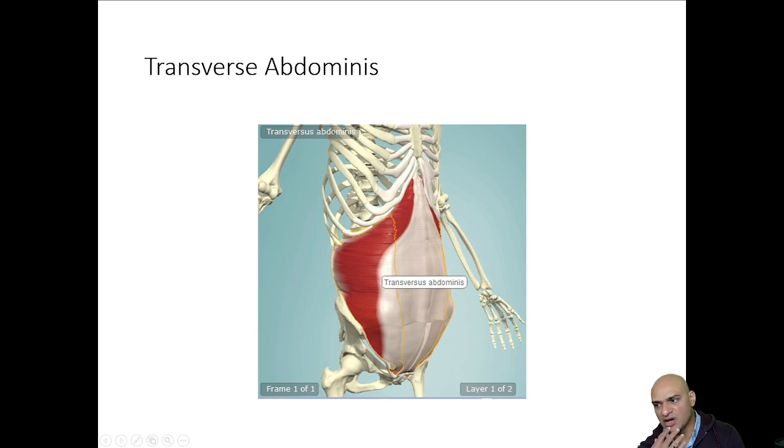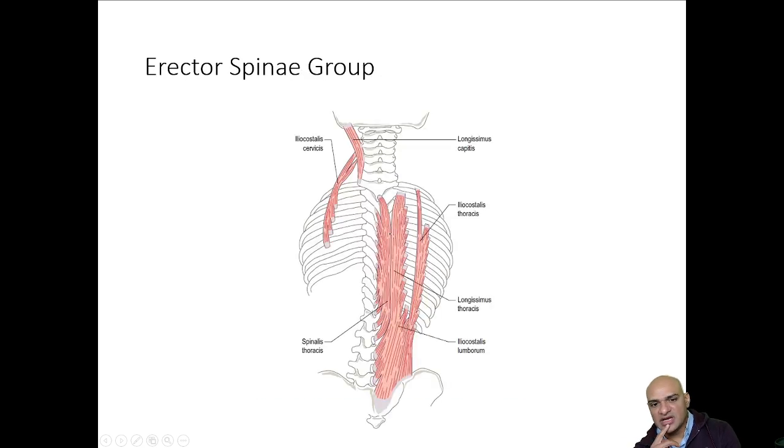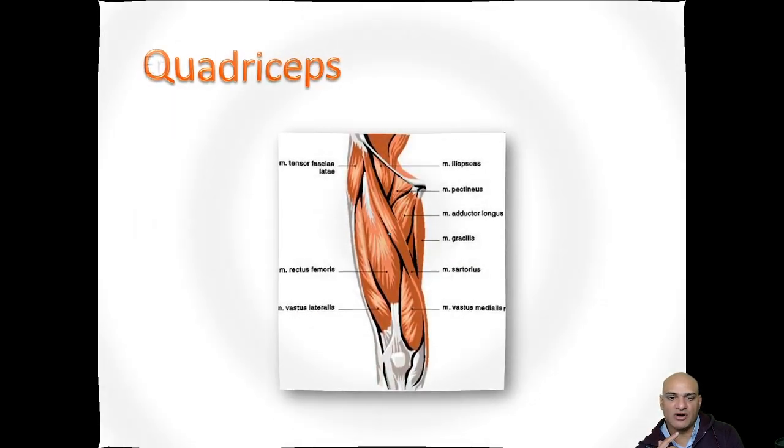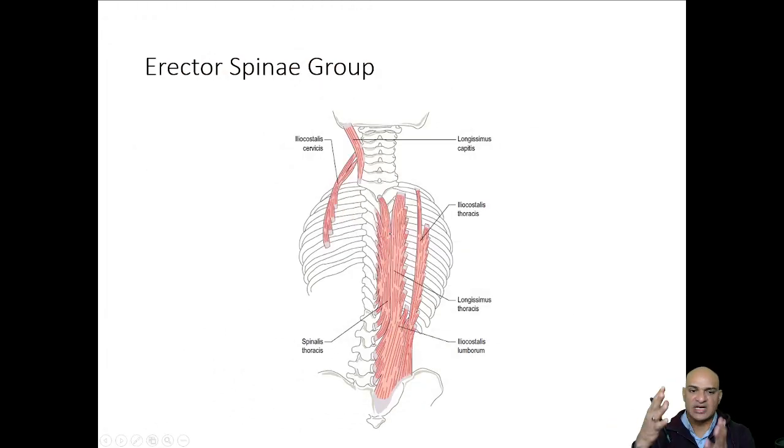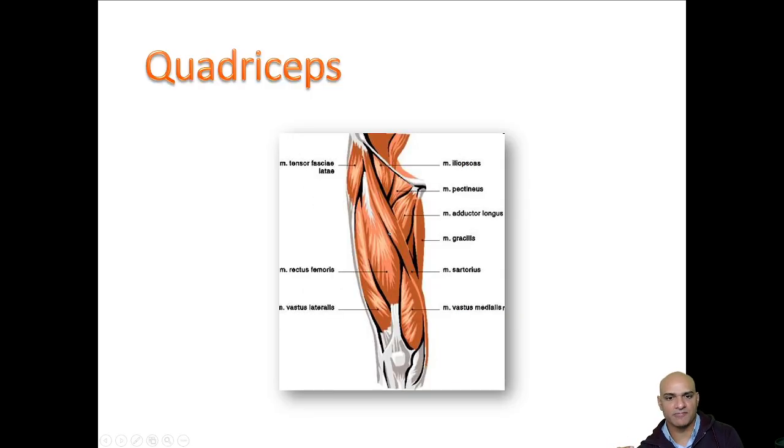Next, within this, you have a muscle called transverse abdominis. The work of the transverse abdominis is to provide stability to your trunk. The next muscle is the erector spinae muscle group. This is at the back, right next to the spine, posterior side. The work of erector spinae is to do trunk extension.